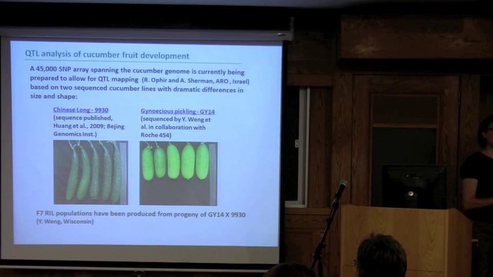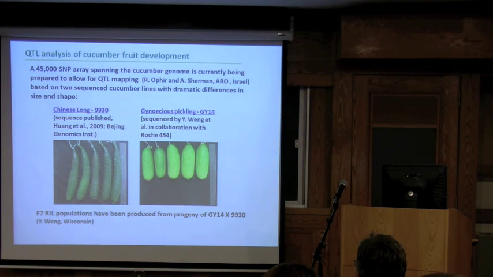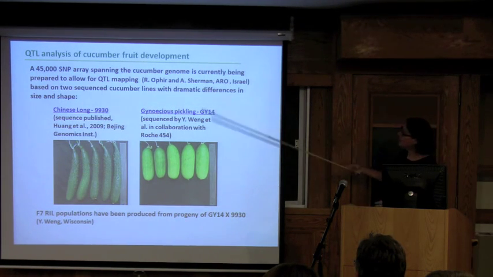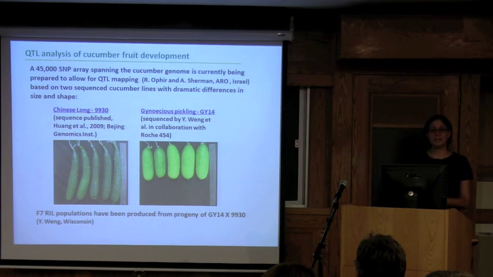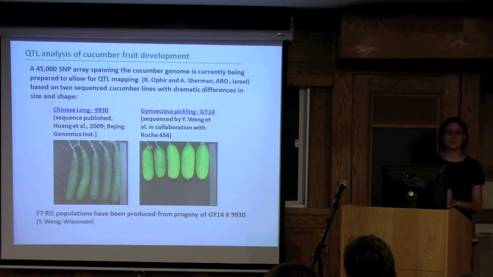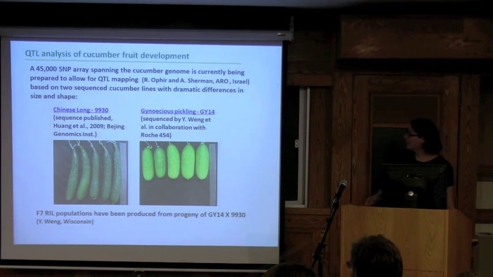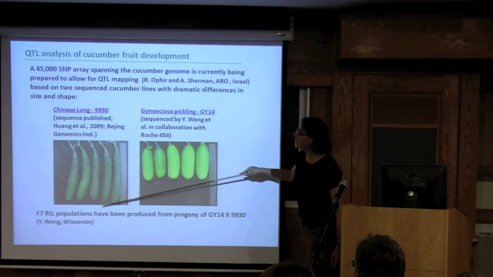So to perform the QTL analysis, this 45,000 point SNP array spanning the cucumber genome is currently being developed by Ron Ophir and Amir Sherman to allow for QTL mapping. And this is being done based on the availability of 2 sequenced cucumber lines with dramatic differences in fruit size and shape. The first is Chinese long 9930.